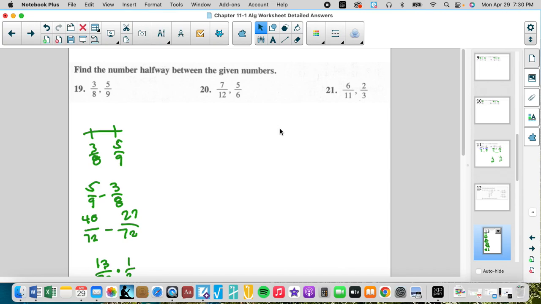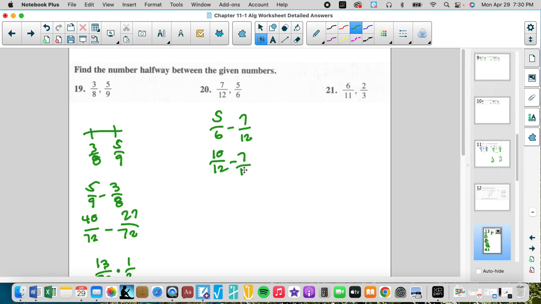Okay, let's start anew. Oh, this will be a whole lot easier. So this is going to be 7. No, we're going to subtract the smaller from the bigger. So 5/6 minus 7/12, because that's going to be 10/12 minus 7/12. And that's going to give us 3/12. And then we're going to multiply by 1/2, which gives us 3/24.